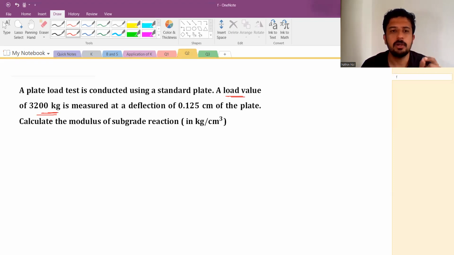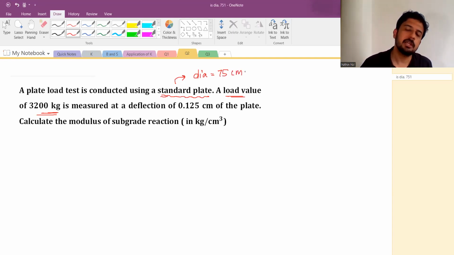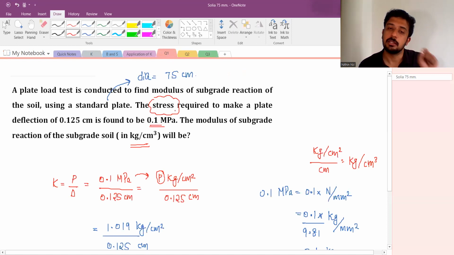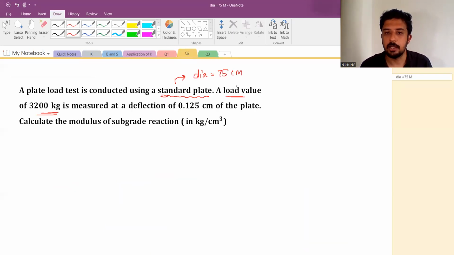Now load is given here corresponding to the standard deflection. We need to calculate the modulus of subgrade reaction. Which diameter have we used here? They didn't mention anything, but they have mentioned that it is a standard plate. So if it is a standard plate, then the diameter is 75 centimeter, like the previous case. But in the previous question, they mentioned the stress value, whereas in this question they have mentioned the load value.